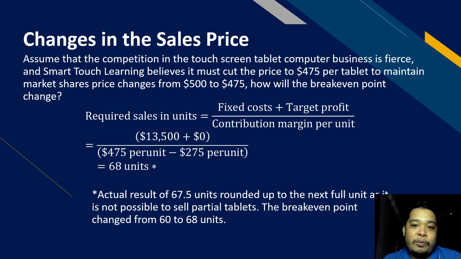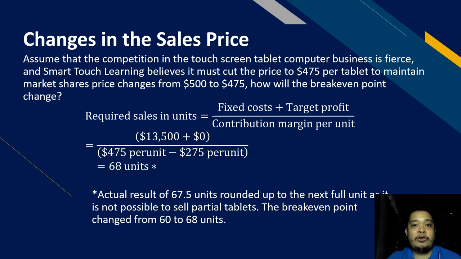Okay. So we see that the impact of reducing the contribution margin is to increase the break-even point. Why is that the case? Because you need to sell more units now because your contribution margin is less. Okay? So on the marketing side, you want to compete in terms of pricing. So lowering the price has this impact on the break-even point.